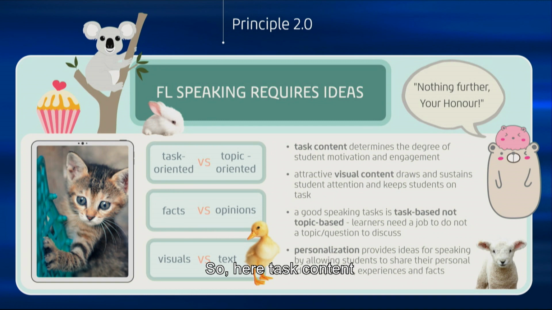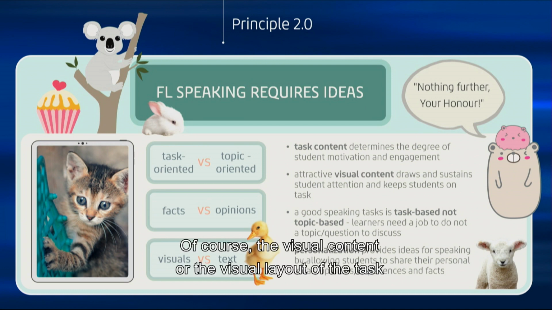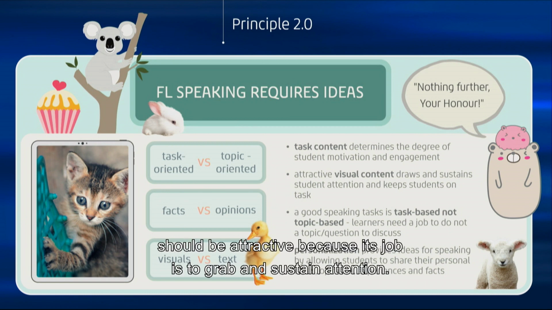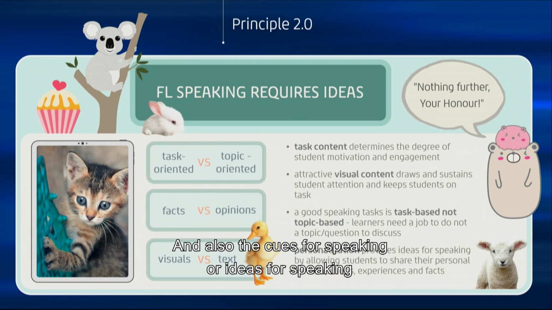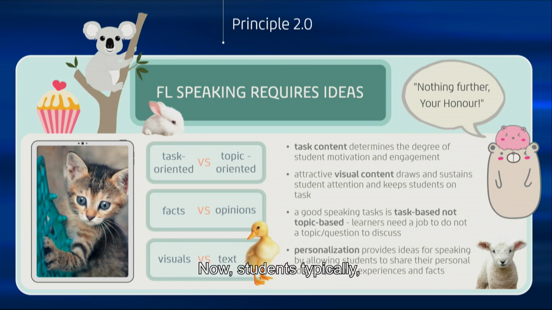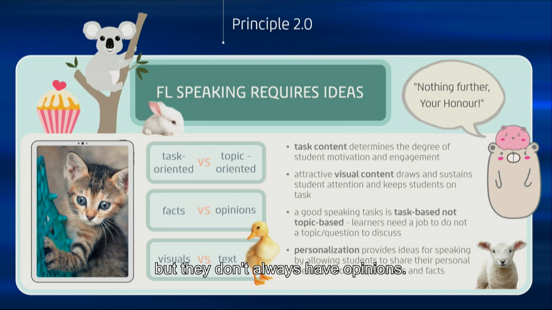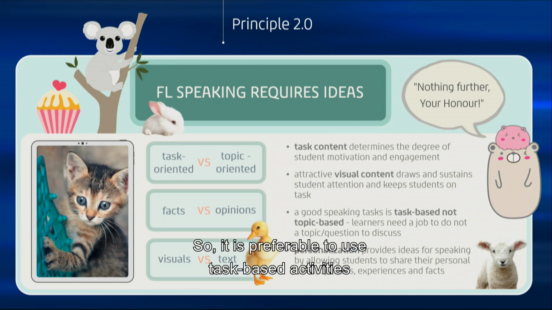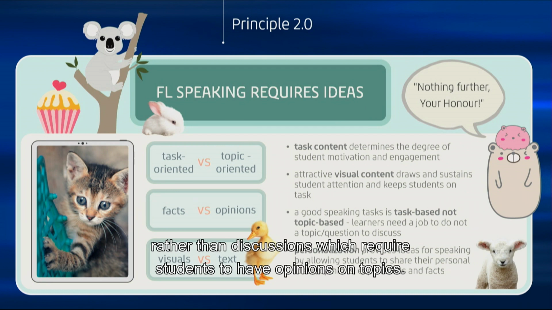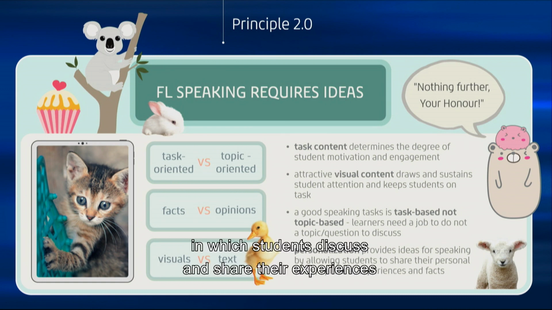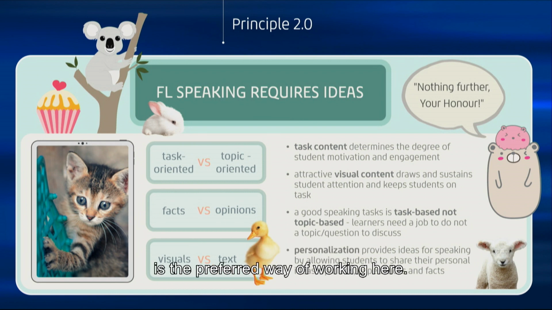So here, task content needs to be attractive for the students because it determines the degree of student motivation and engagement. Of course, the visual content or the visual layout of the task should be attractive because its job is to grab and sustain attention. And also the cues for speaking or ideas for speaking should be represented visually. Now, students typically enjoy sharing facts from their personal life, but they don't always have opinions. So it is preferable to use task-based activities rather than discussions which require students to have opinions on topics. So the technique of personalization, in which students discuss their opinions and share their experiences, is the preferred way of working here.